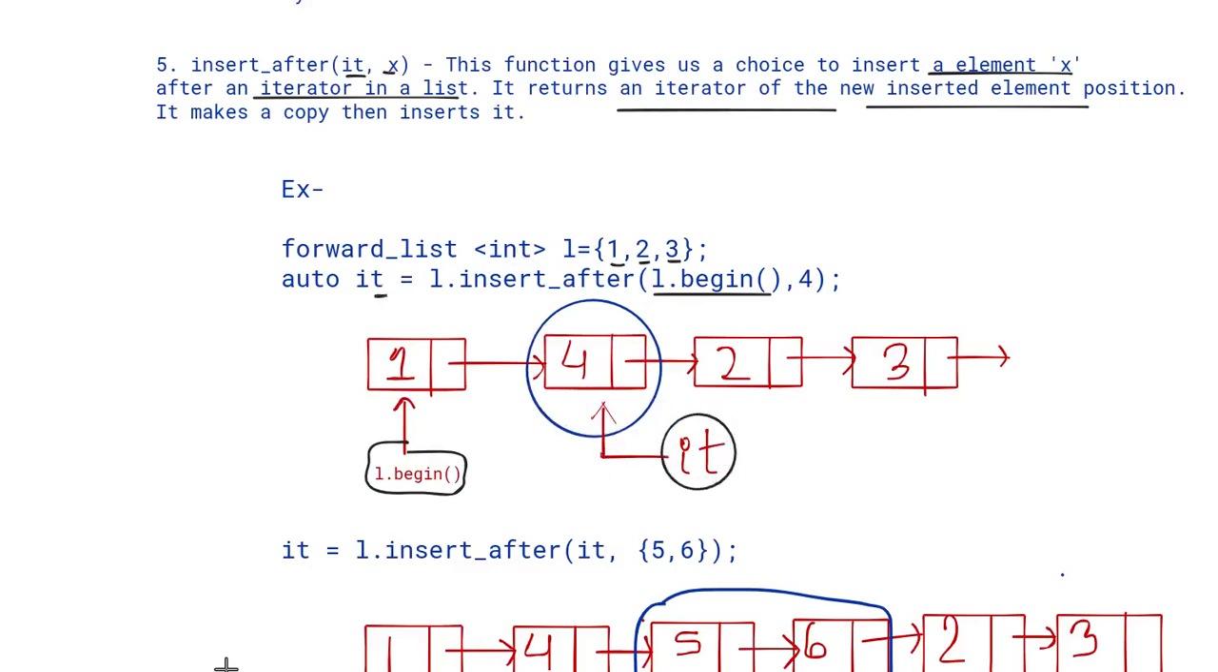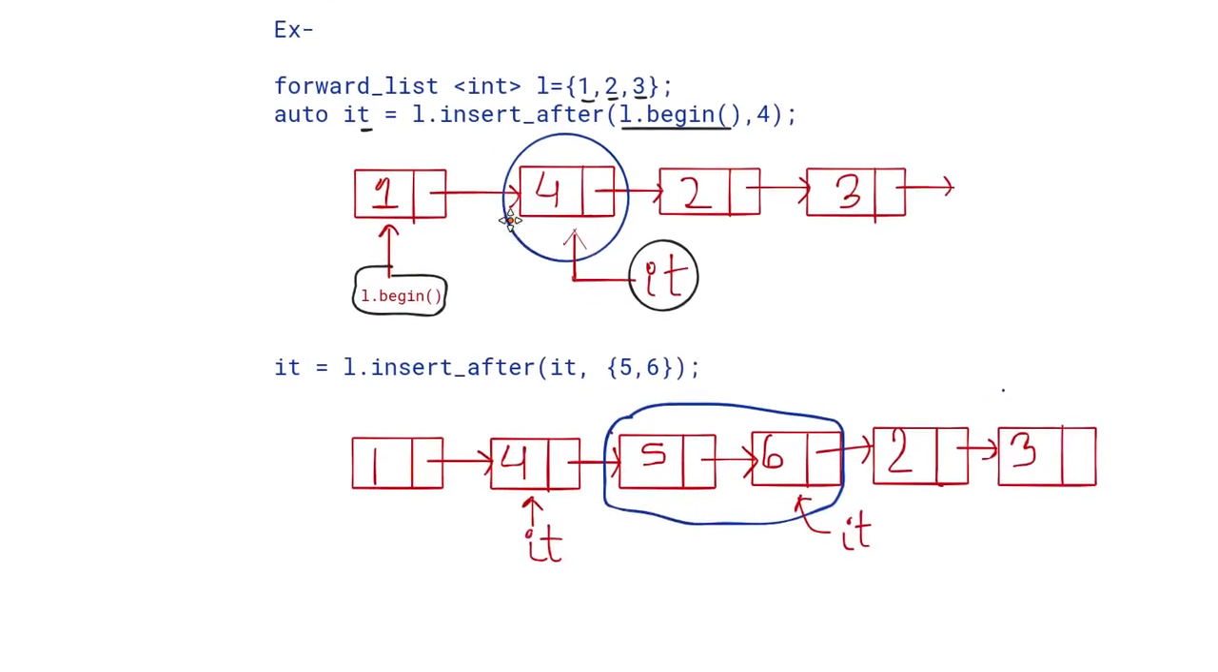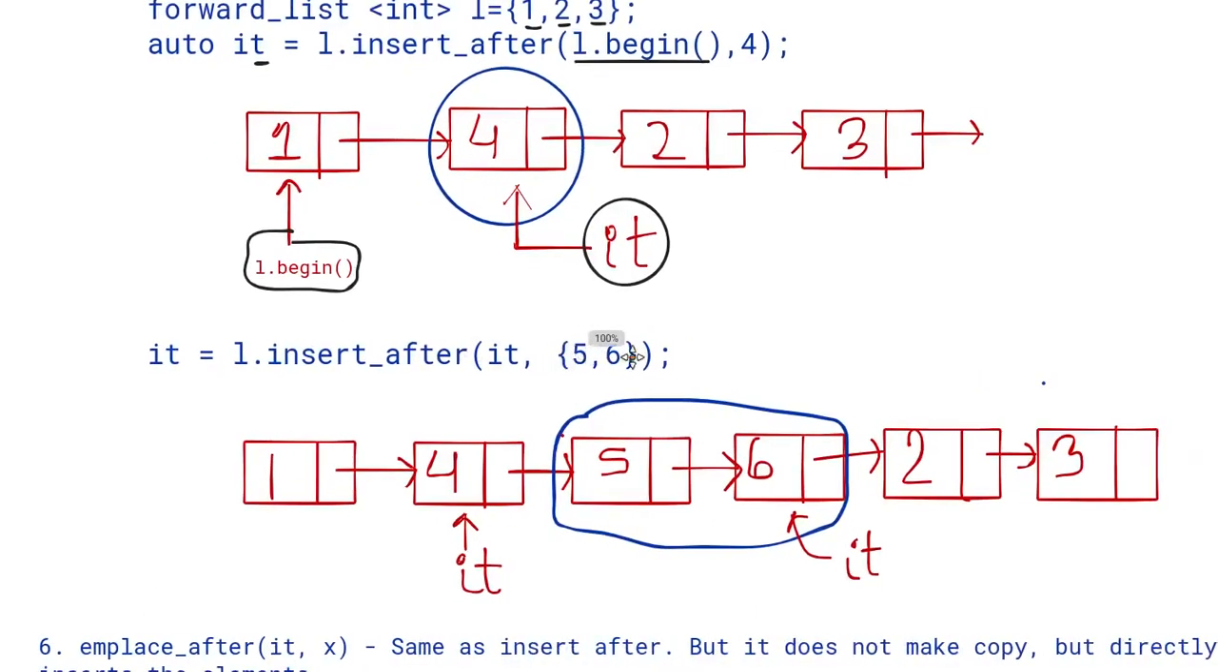So what it does after inserting, it will return an iterator. See, I'm storing it in IT, of the newly created position. Okay. So this is what insert after does. And adding to that, you can also insert some kind of sub list into this list like this.